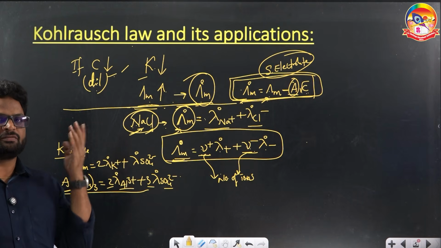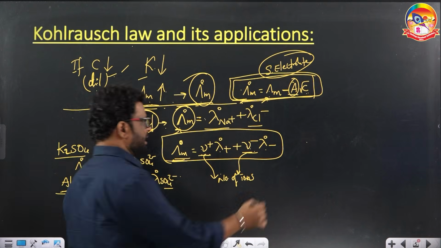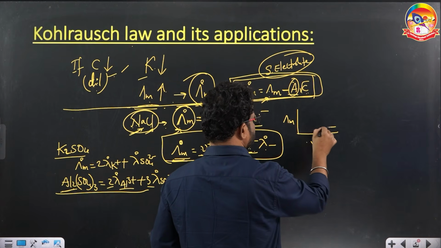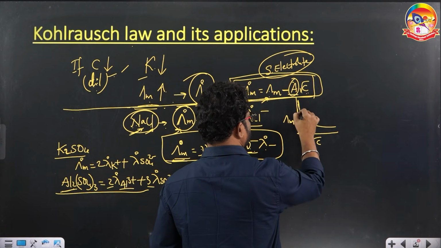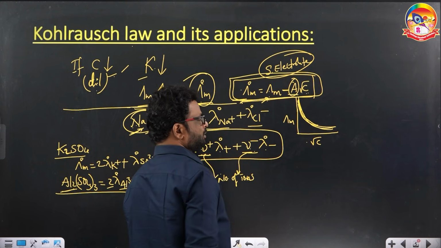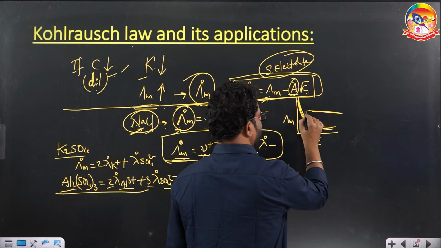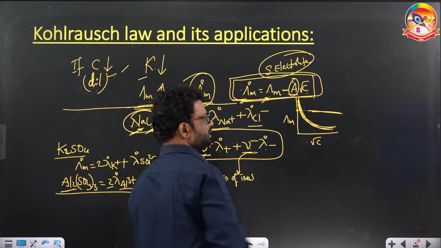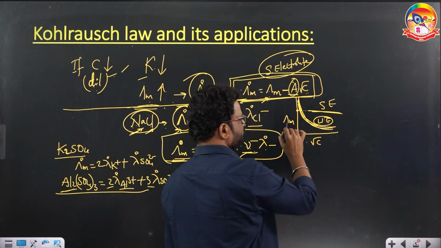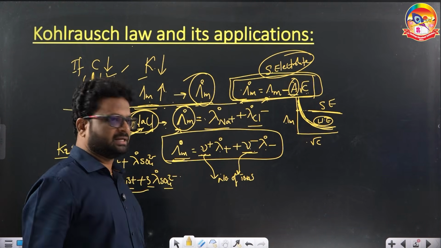We cannot even get it from the graph between lambda m and root c, because for a weak electrolyte, the lambda m versus root c graph is not a straight line, so we cannot tell where it touches the y-axis. You cannot extrapolate this graph to get lambda naught m for a weak electrolyte, but for a strong electrolyte, it is simply a straight line which can be extrapolated or extended to get lambda naught m. This is for a strong electrolyte, this is for a weak electrolyte. So for a weak electrolyte, the best way to find lambda naught m is Kohlrausch law. Let us see how to find that.